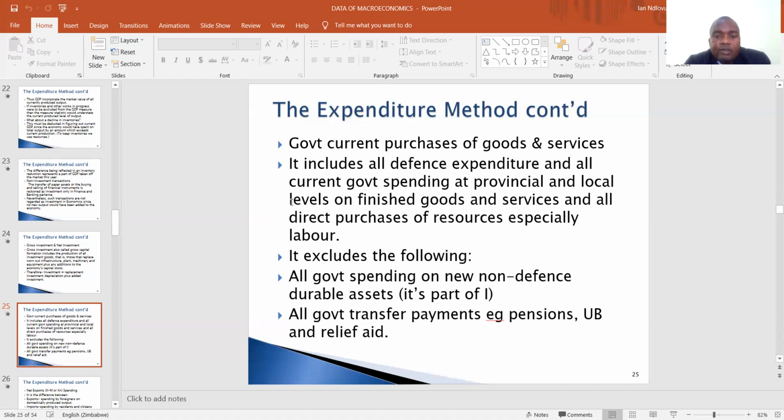What does it exclude? All government spending on non-defense durable assets is excluded. Why? Because they've already been reckoned under investment. All government transfer payments, e.g. pensions, unemployment benefits, and relief aid, are also excluded because they are not associated with current production.